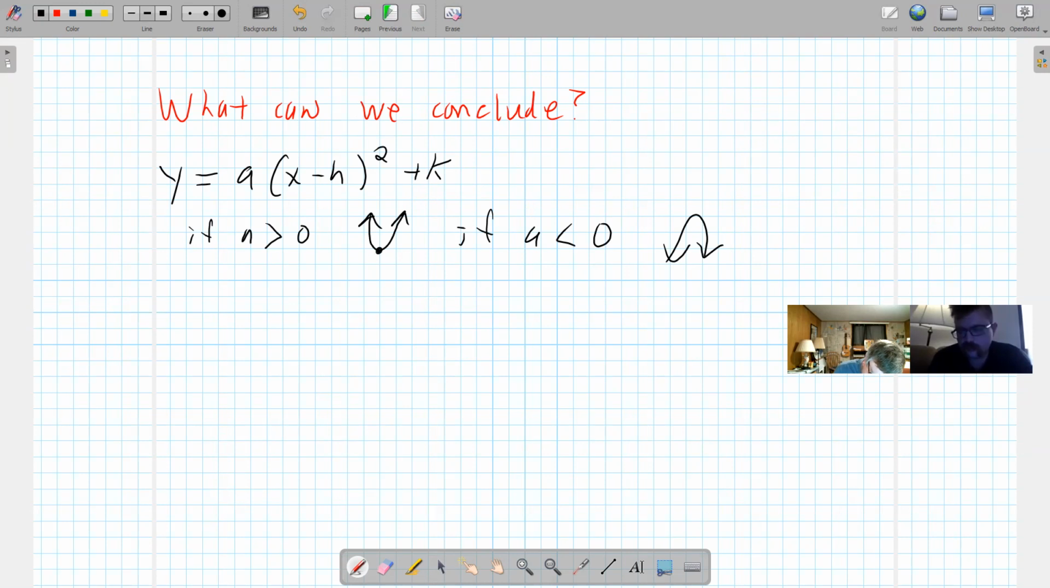When it opens up, the bottom point is the vertex. The axis of symmetry goes right through it. When it opens down, the high point is the vertex. The axis of symmetry goes through it. The axis of symmetry is at x equals h. The vertex is at (h, k). Okay.